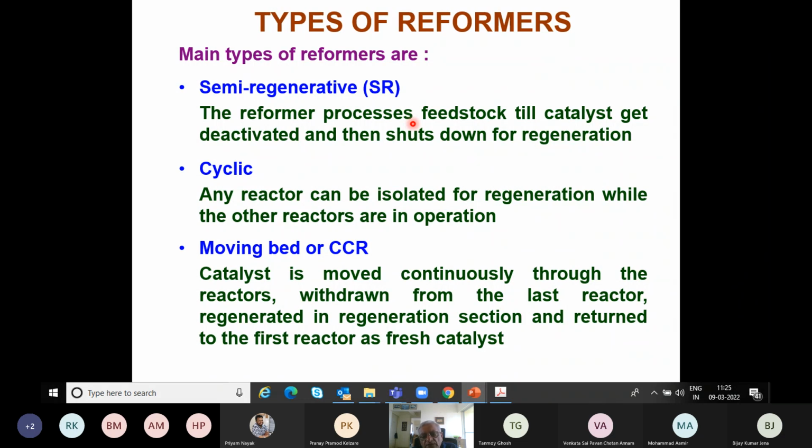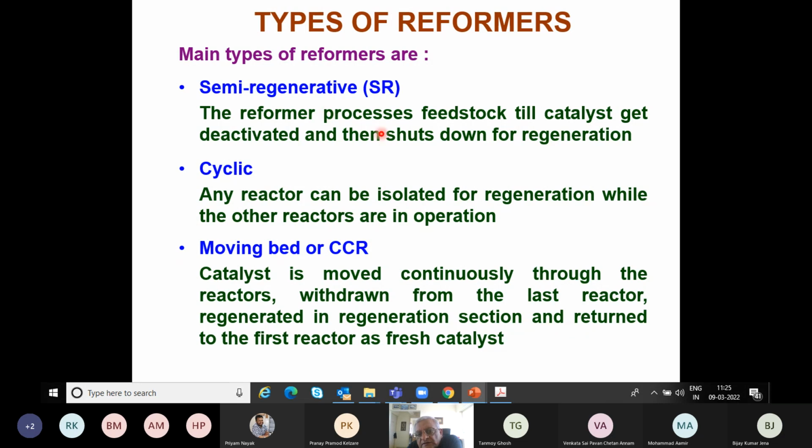While in the moving bed or continuous catalyst regeneration unit, the catalyst moves continuously through the reactors, and ultimately it is withdrawn from the last reactor. Typically there are three reactors, so it goes from the first reactor to the second to the third, and then it is withdrawn from the third reactor, regenerated and passed back to the first reactor as a fresh catalyst. So now you can understand the basic difference and why the industry invented CCR.